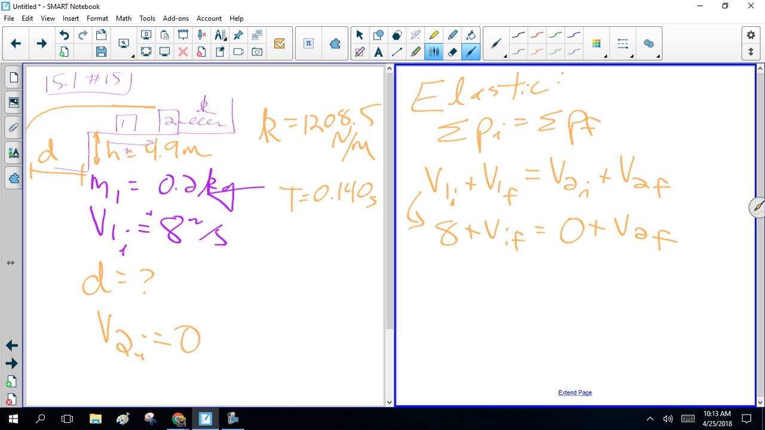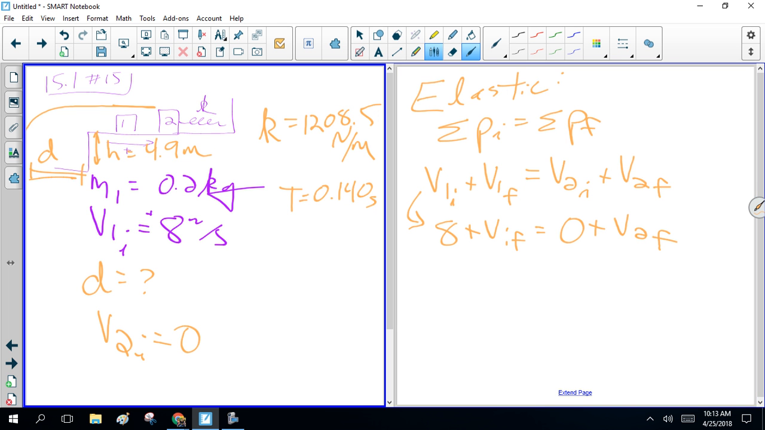Okay, and my goal, in order to figure out d, in order to figure out how far my projectile goes over here, is that I need to know v1f, right? My hope is that it's negative, otherwise the question doesn't even make sense, right? Follow? Okay.